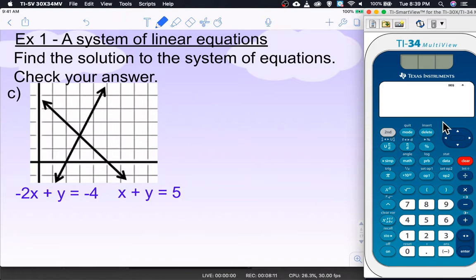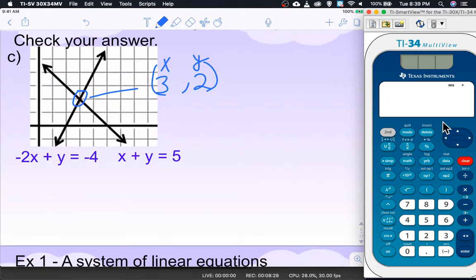All right, so the solution is this point. That is the point 3, 2. That is our x value and that is our y value. When I plug those numbers into the equations below, -2 times 3, which is my x value, plus my y value equals -4. That is -6 plus 2 is -4. That math does indeed check out.